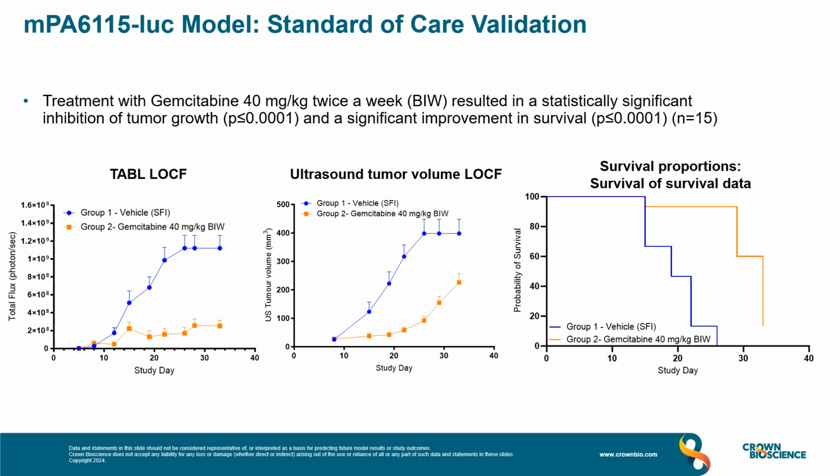And we validated this model using a standard of care. In this case, we use gemcitabine dosed at 40 mg per kg twice a week. And this resulted in a statistically significant inhibition of tumour growth, either measured by bioluminescent imaging on the left or ultrasound measuring tumour volume in the middle graph. And we also saw improved survival in the mice, which is shown in the right-hand graph.